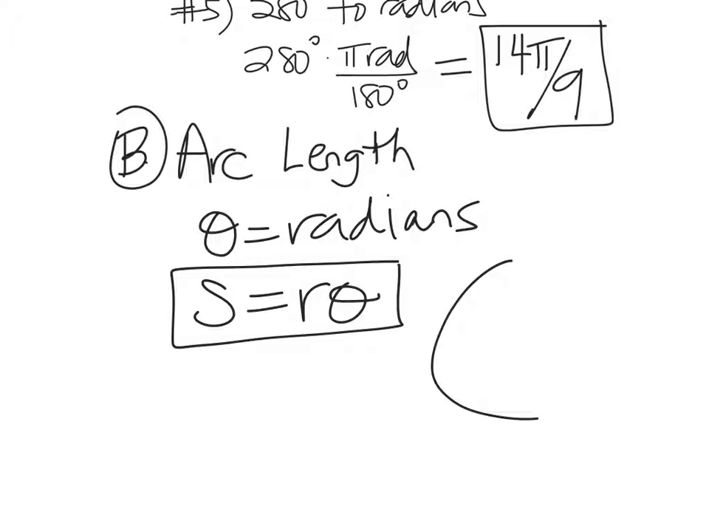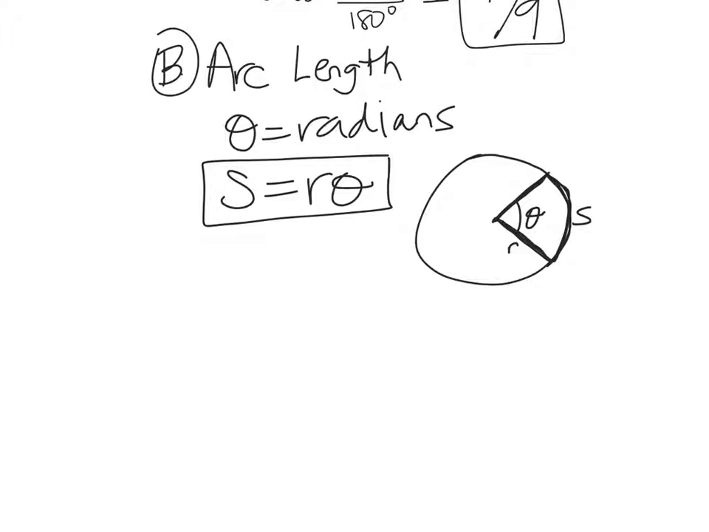Okay, let's say we have a circle and we have a central angle. Here's our central angle. And in here, this is theta, and it has to be in radians. If it's not, you need to convert it. R is the radius, and S is the arc length. Okay, that has to do with the radians of a circle.